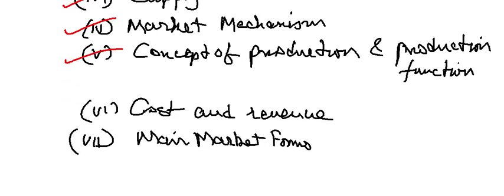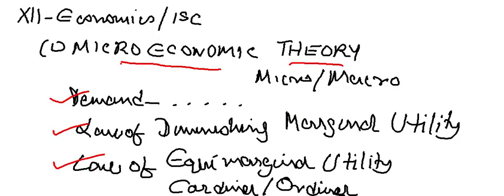And the last two parts in this part of the syllabus are cost and revenue. So cost and revenue, these are two different things. And the main market forms, about which you are already familiar, but here we are going to study a bit in detail. So this is all we have under microeconomic theory, class 12 ISC economics.